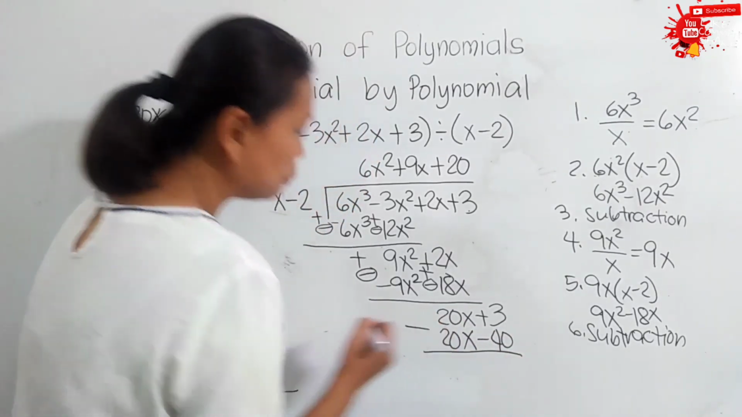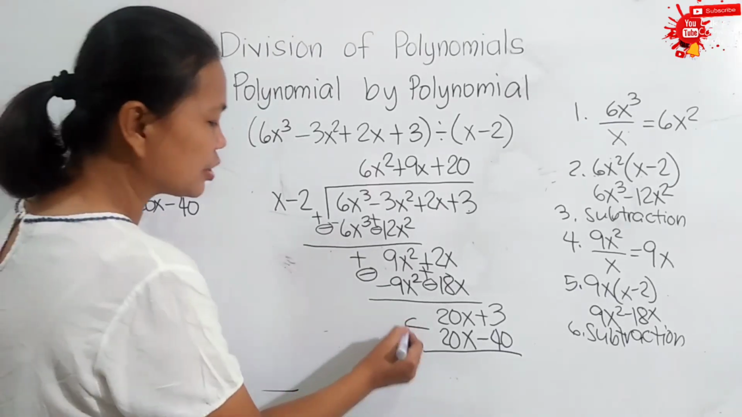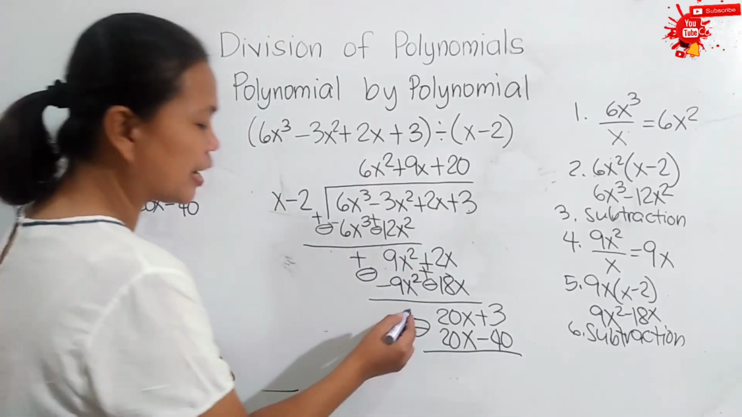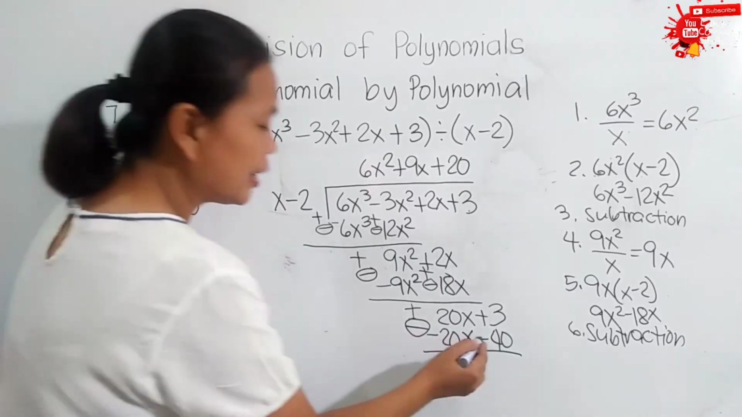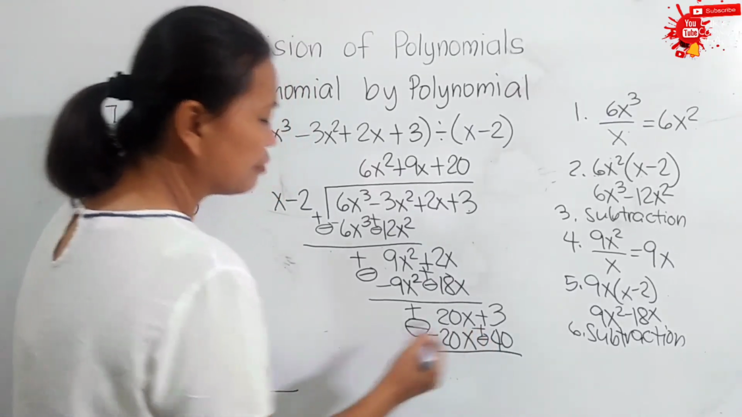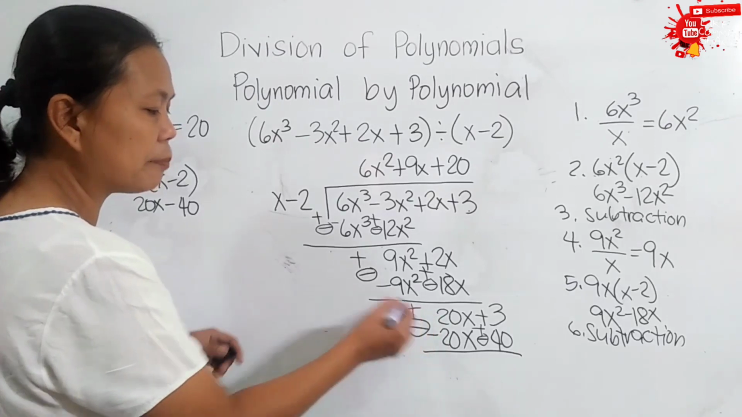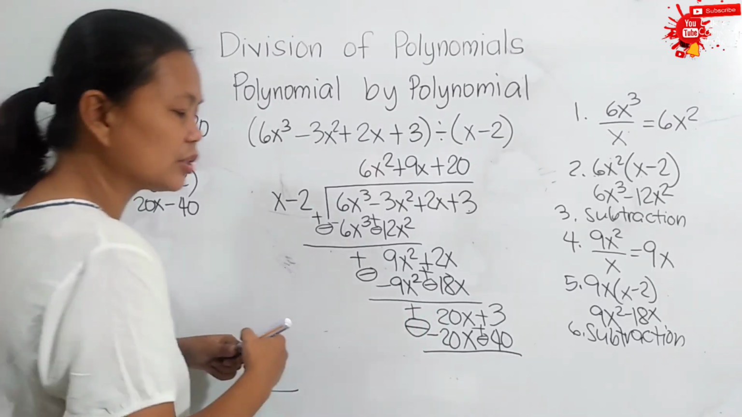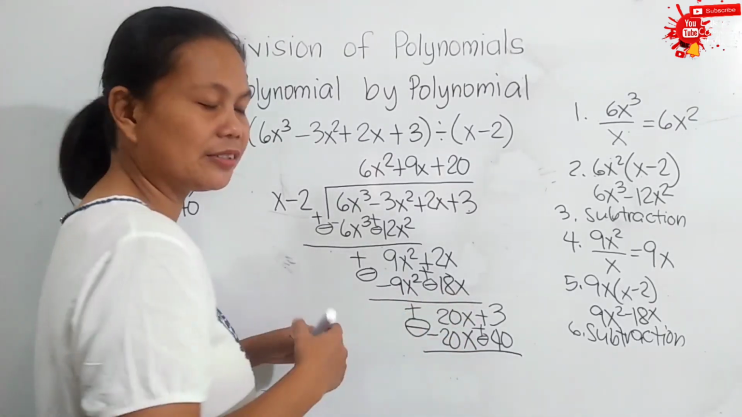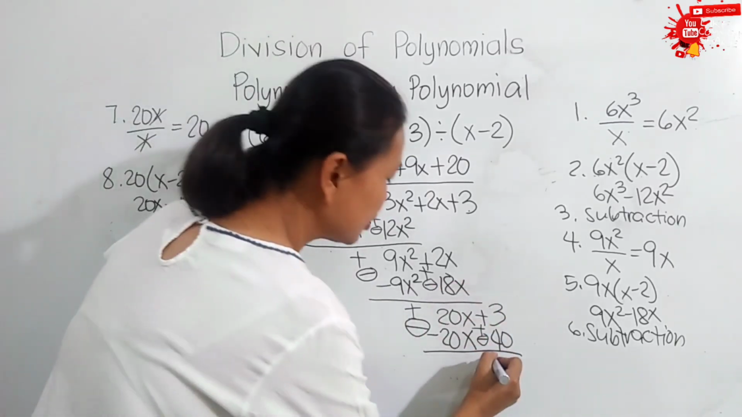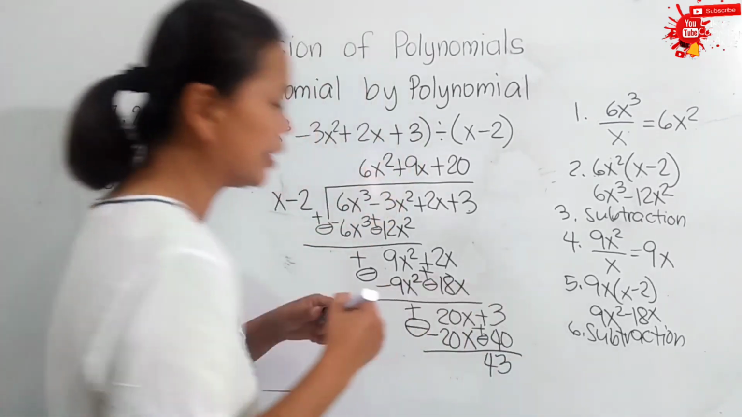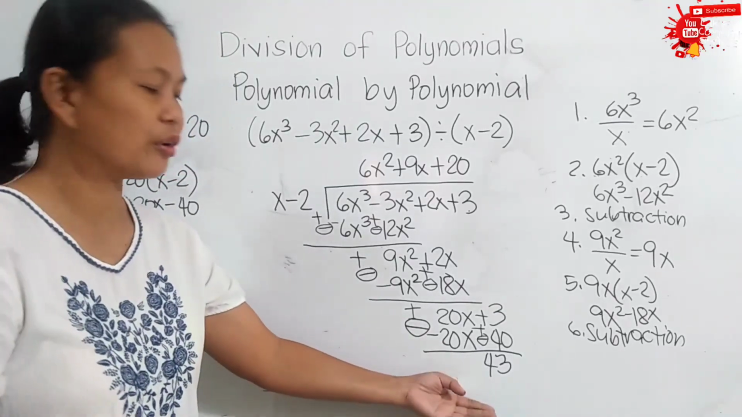Then subtract. So again, for subtraction, we change it minus sign to plus sign. 20x to negative 20x. Then negative 40 to positive 40. So what is 20 plus negative 20? So it is 0. So no need to write 0. Then what is positive 3 plus positive 40? So we have 43. Now we have a remainder of 43.